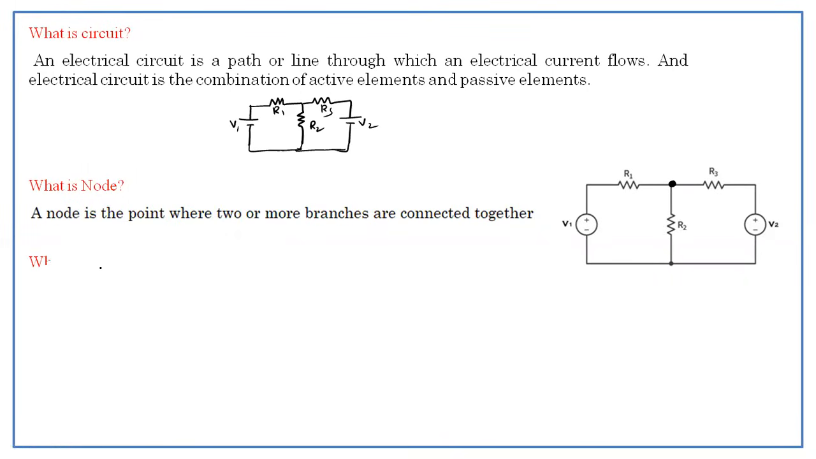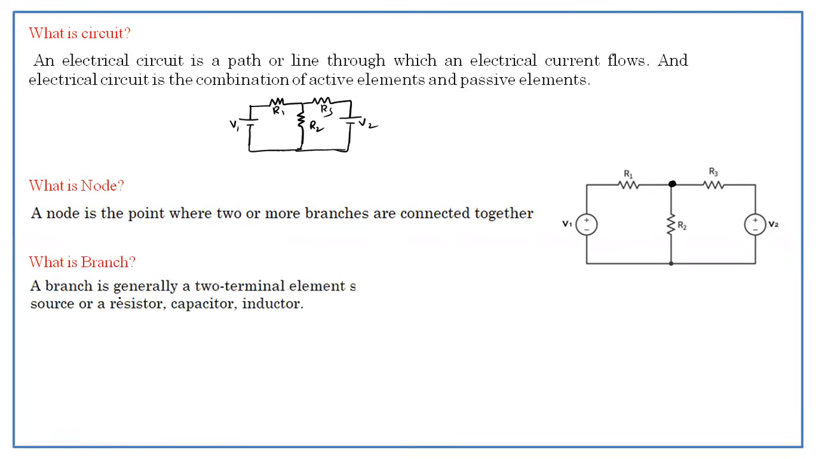Next one is, what is a branch? A branch is generally a two terminal element such as a voltage or current source, or a resistor or an inductor. Between these two terminals, there is a resistor element. In these two terminals, there is one more resistor. In these two terminals, there is one more resistor. In these two terminals, there is a voltage source. This is one branch. This is also a branch, and this is also a branch. This is also one branch, and this is also one branch.